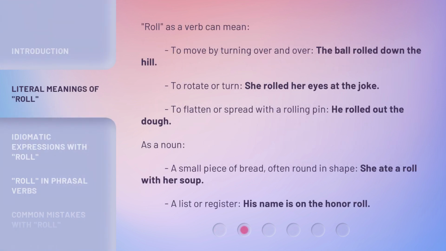Roll, as a verb, can mean to move by turning over and over. The ball rolled down the hill. To rotate or turn: she rolled her eyes at the joke. To flatten or spread with a rolling pin: he rolled out the dough.